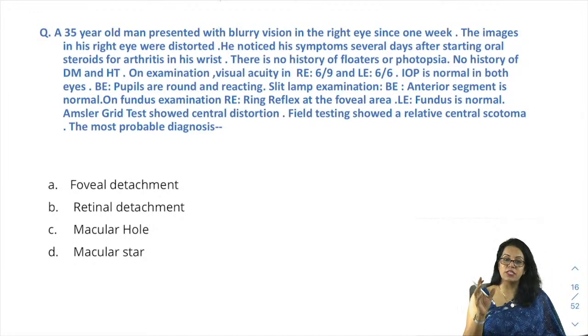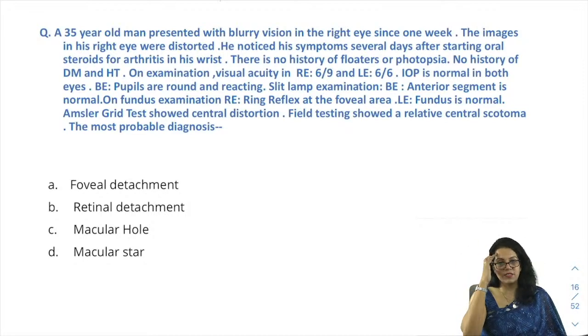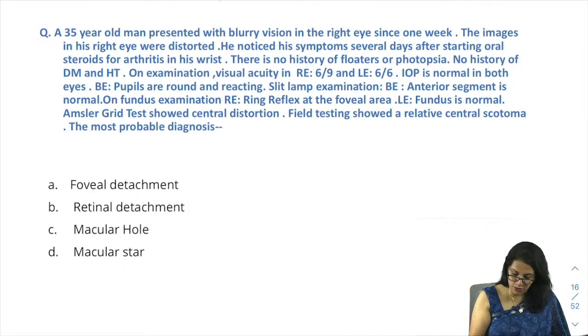Okay, we come to the next question. Again, we will not be intimidated with the whole thing. Last line padhenge, options padhenge. Field testing shows the relatives the most probable diagnosis. Okay, so we have to think something in lines of retina. That gives me a quick idea looking at the option. I go back to my question now.